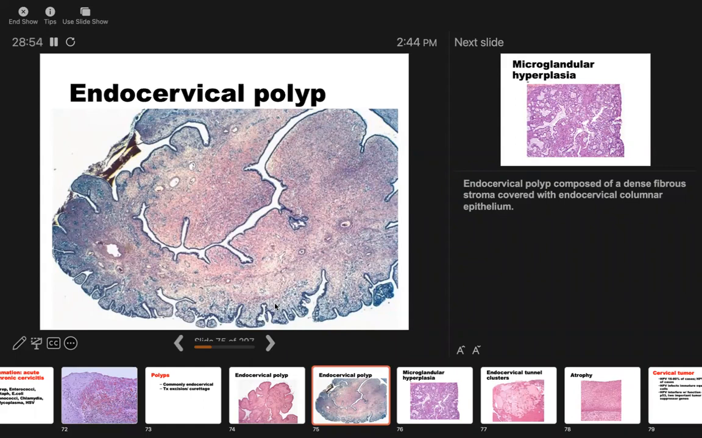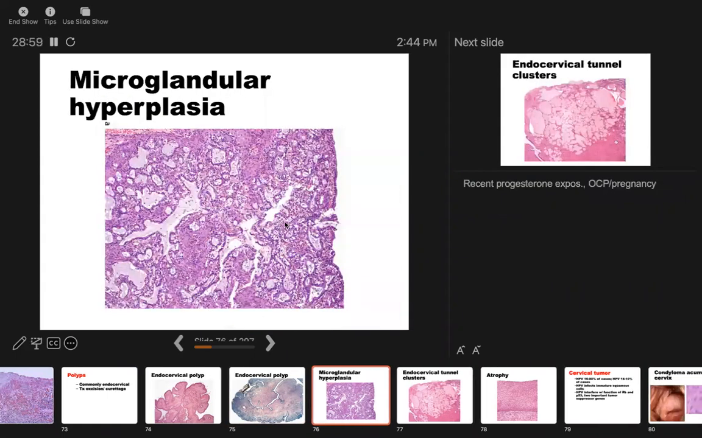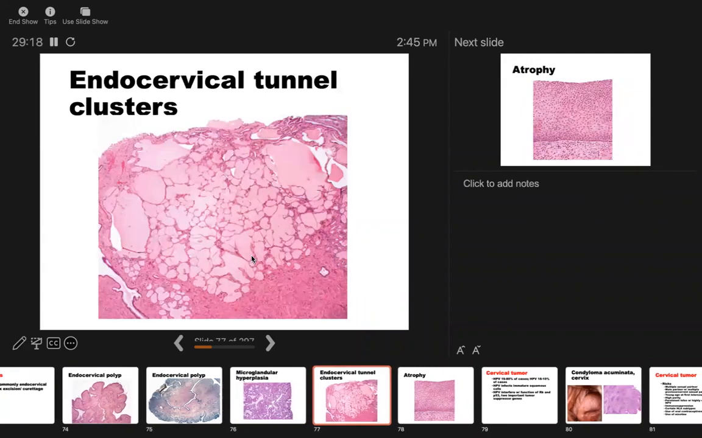Now, if you look at the polyp, there are areas which may have a little more glands than usual, and this is what you call microglandular hyperplasia. From the term itself, it's an increased number of glands. The lesion is benign, but it is often associated with endocervical polyp and sometimes with exposure to hormonal therapy. You may also see some endocervical tunnel clusters, which are actually dilated structures filled with mucinous material.